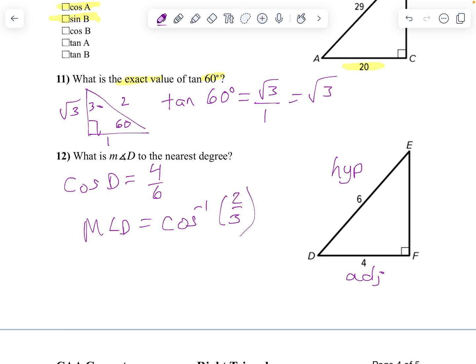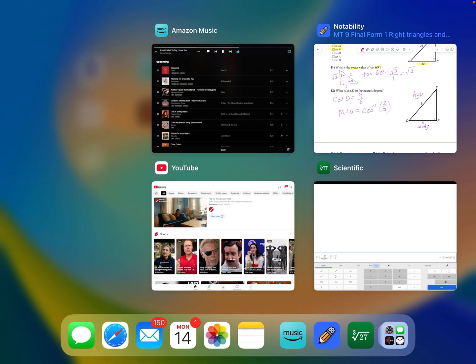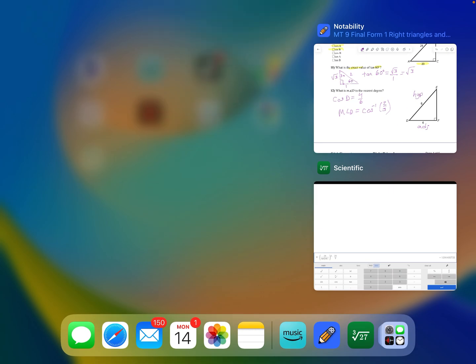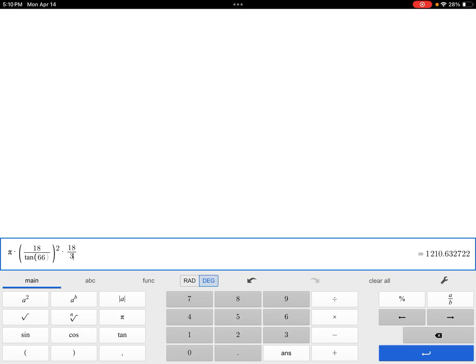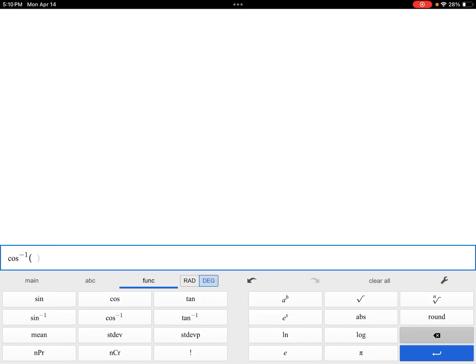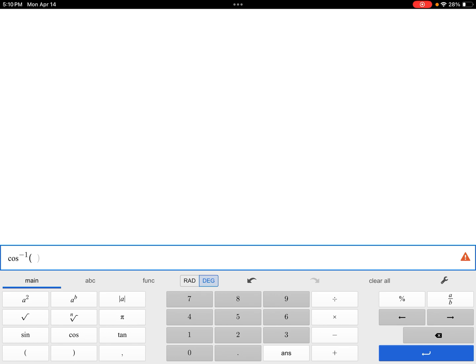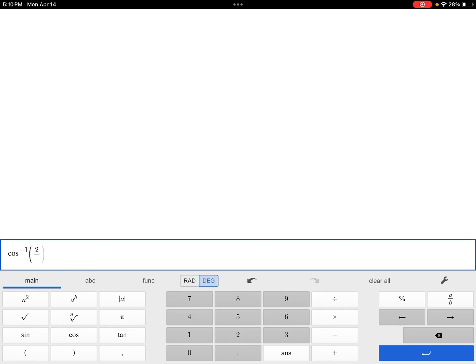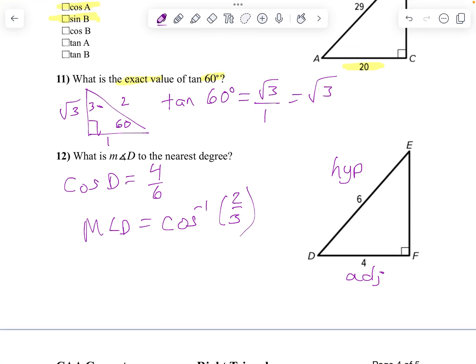At this point, you don't have a choice. You got to use your calculator. So then, let me close up stuff here. So we're going to say the inverse cosine of 2 over 3. Should use a calculator for this. So you get 48.2 degrees. And it says to the nearest degree. So the measure of angle D is 48 degrees.